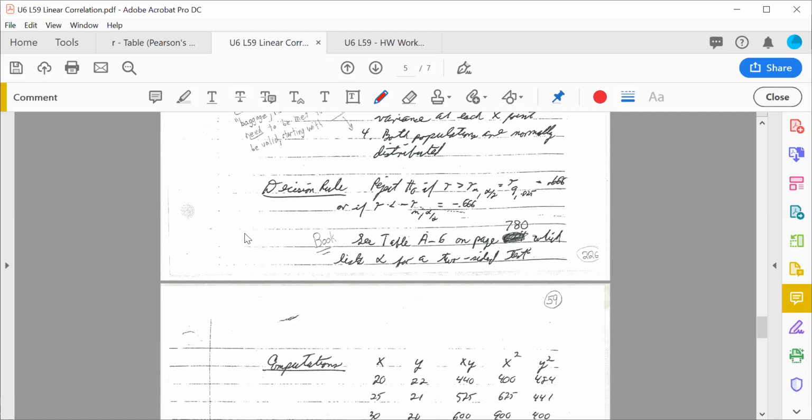The decision rule, we're going to reject H0 if it's a two-sided test. So if R is greater than something or if R is less than something. If R is greater than the critical value with n pairs of data. n equals the number of pairs of data.